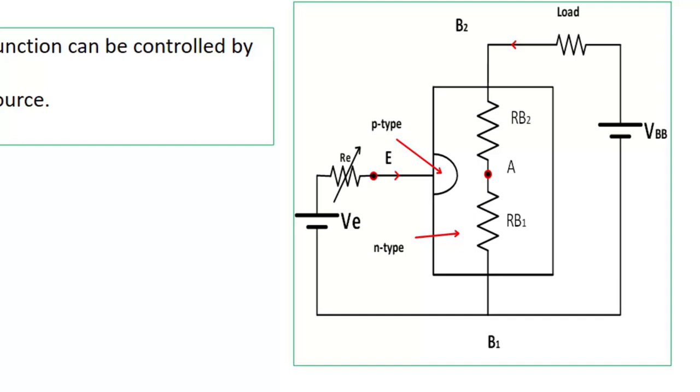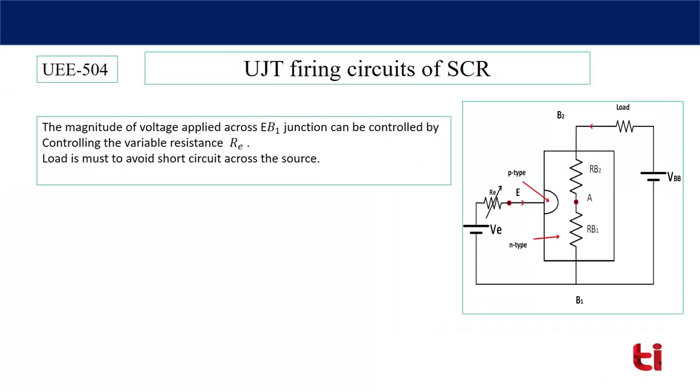If we are increasing the value of RE, which is a variable resistance, then the voltage across the emitter terminal will reduce. If RE is reduced, then the voltage across the emitter terminal will increase. And if this V is more than VAB1 or eta VBB, then our transistor will be on. So two resistances are required: load resistance to avoid the short circuit and RE to control the emitter voltage.